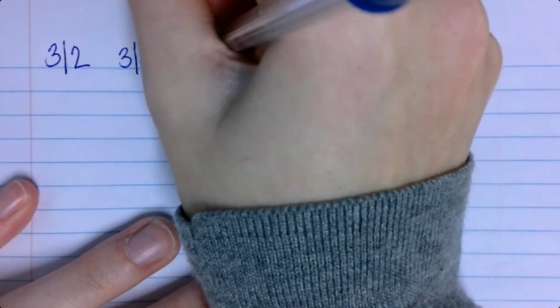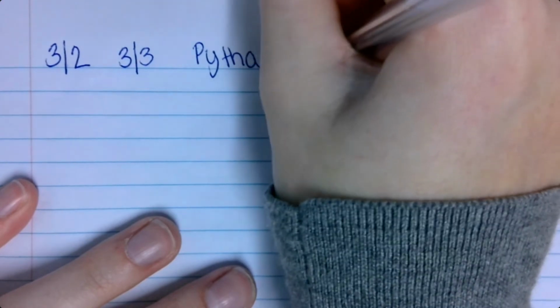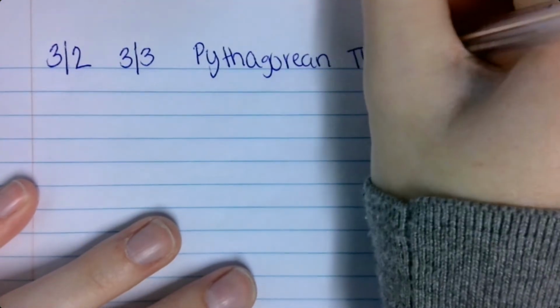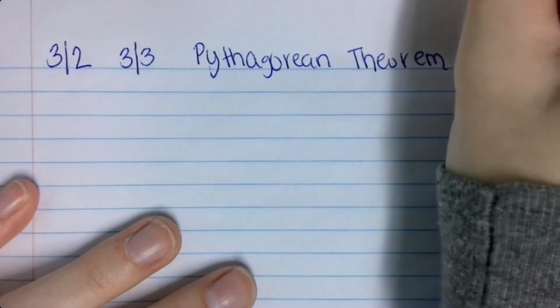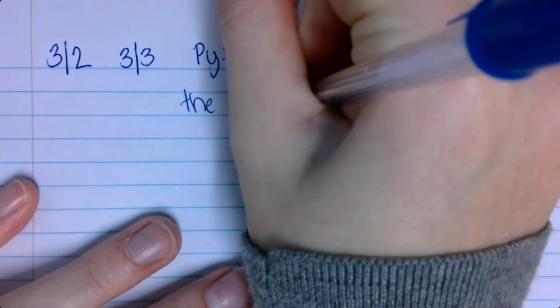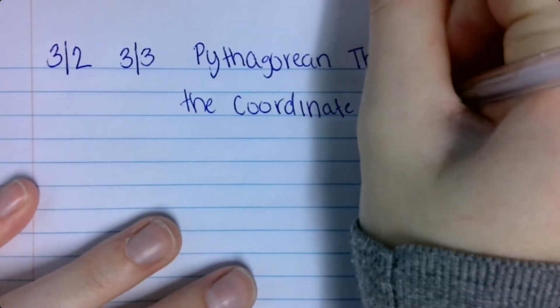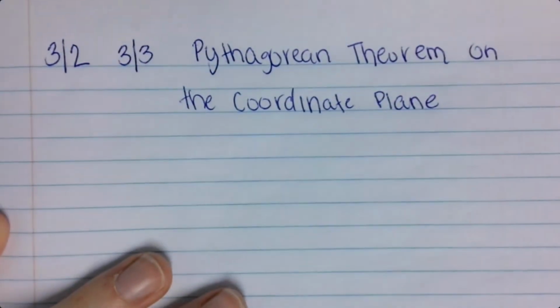So today's date, if you are in periods 1 or 4, is 3-2. If you are in periods 5, 7, or 8, it's going to be 3-3. And this is going to be Pythagorean theorem on the coordinate plane.